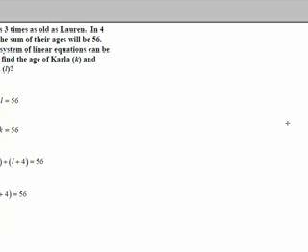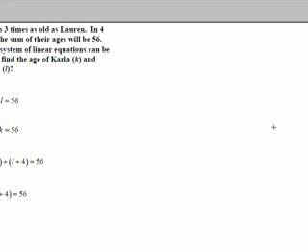Question number 8. Carla is 3 times as old as Lauren. In 4 years, the sum of their ages will be 56. Which system of equations can be used to find the age of Carla, K, and Lauren, L?